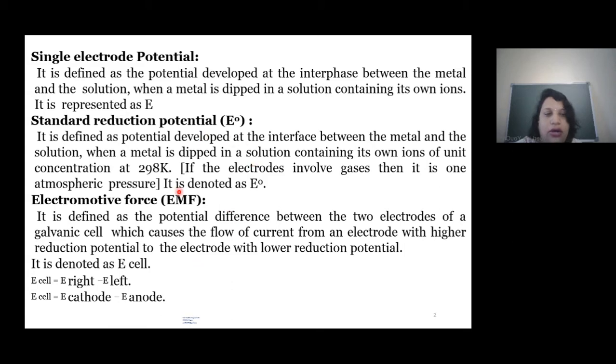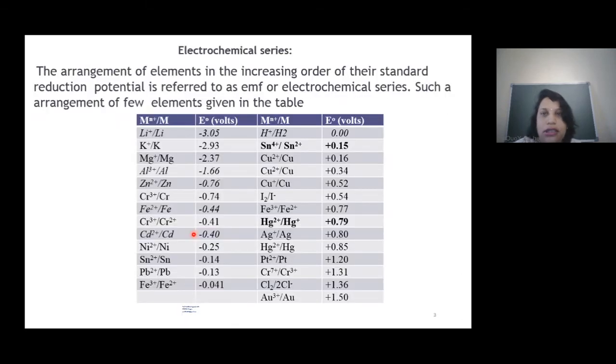So depending on this standard reduction potential, if they are put in one order, we form a series known as the electrochemical series. In this, there is the arrangement of elements in the increasing order of their reduction potential. So the arrangement is like this.